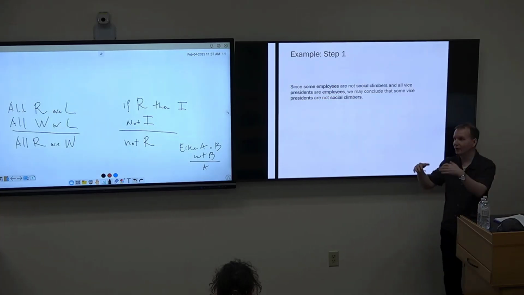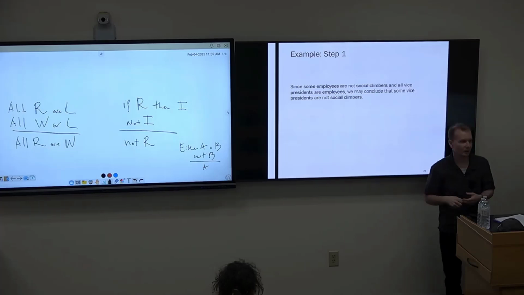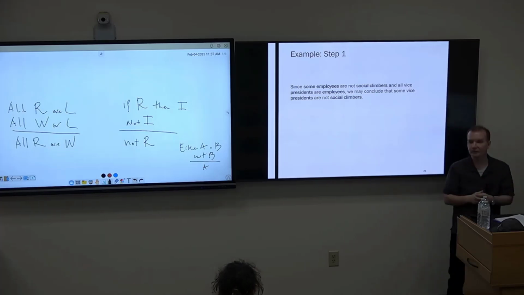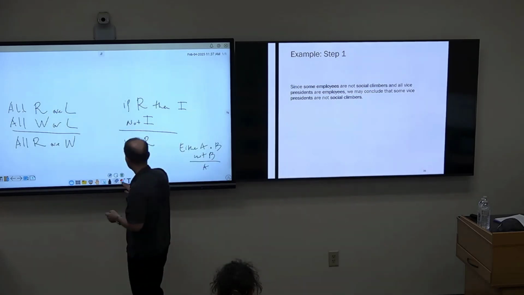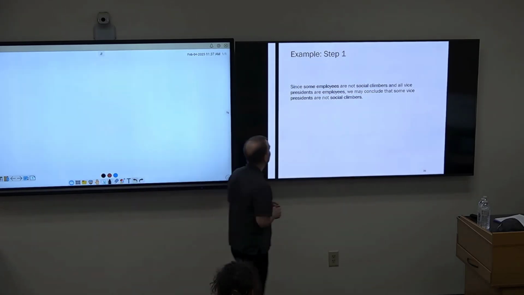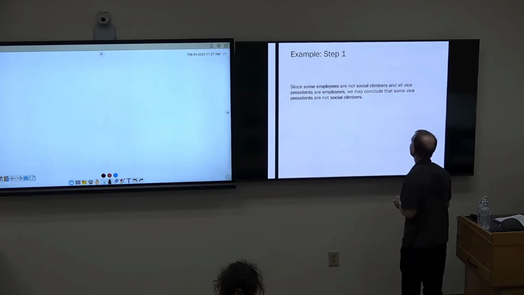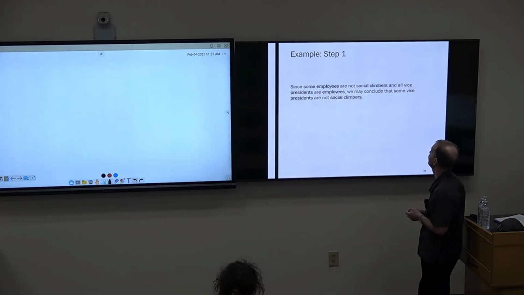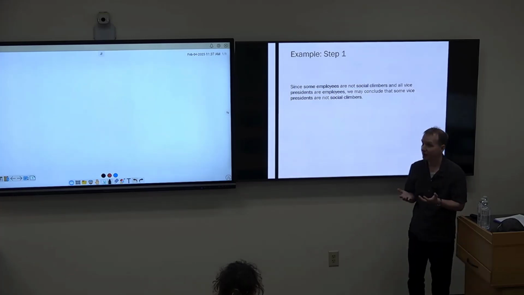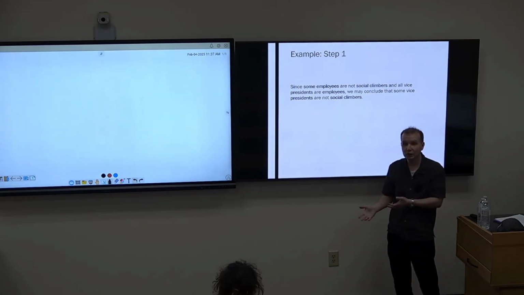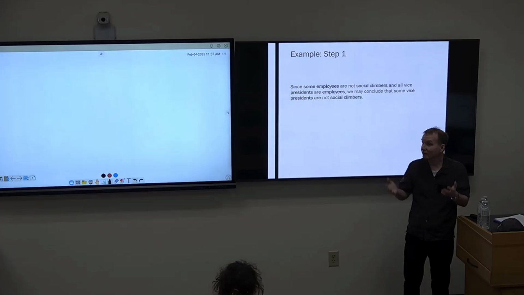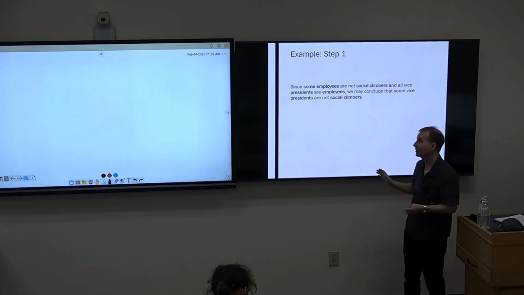So let's go through the process of actually proving them above. You're given something like this. That's the first thing you'll be given. What's the first step? Since some employees are not social climbers and all vice presidents are employees, we may conclude that some vice presidents are not social climbers. What's your first step again? Determine what is your conclusion and what are your premises. Here, conveniently enough, the conclusion is last, but it doesn't have to be. In this case, it is.